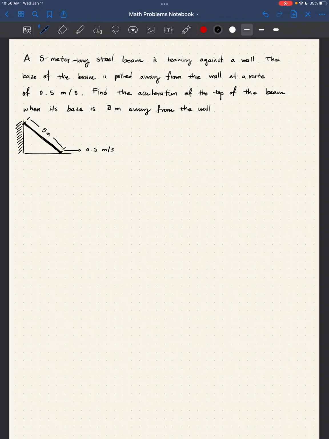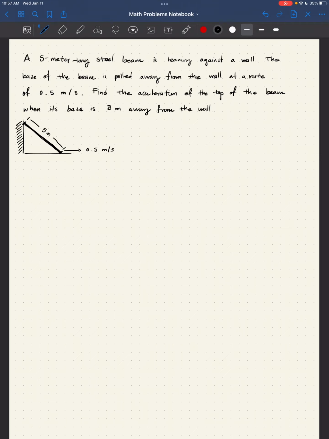Hello. So this time we're going to work on a problem on related rates, and it's stated in the following way. It says a 5-meter long steel beam is leaning against the wall. The base of the beam is pulled away from the wall at a rate of 0.5 meters per second. Find the acceleration of the top of the beam when the base is 3 meters away from the wall.